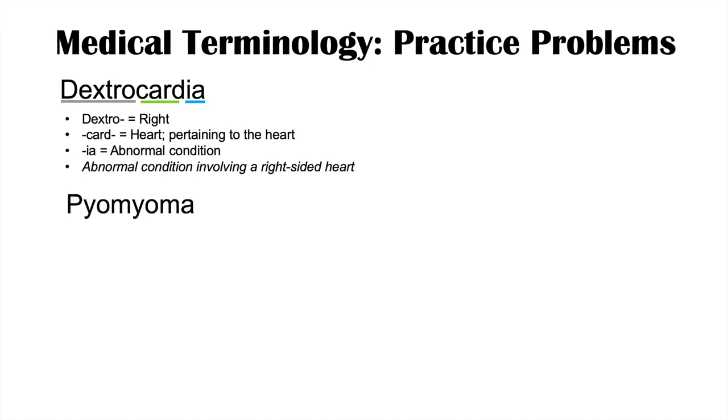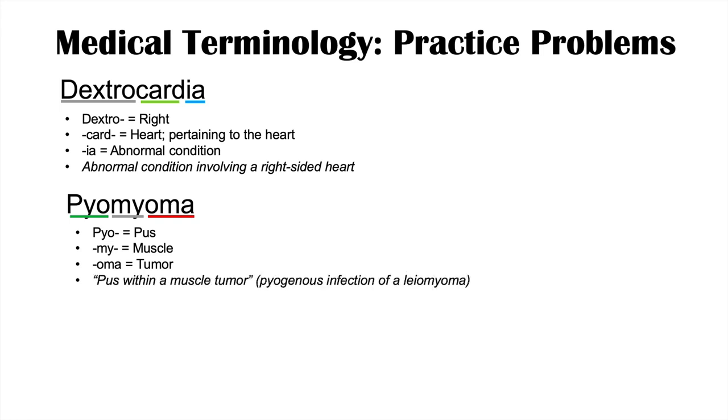The next word is pyomyoma. If we break that word down, the prefix pyo means pus, my refers to a muscle, and the suffix oma means tumor. If we put all this together, it might not really make sense: pus, muscle, tumor. But really it's pus within a muscle tumor, and it's actually a pyogenous infection of a leiomyoma. So it's actually a very rare condition.